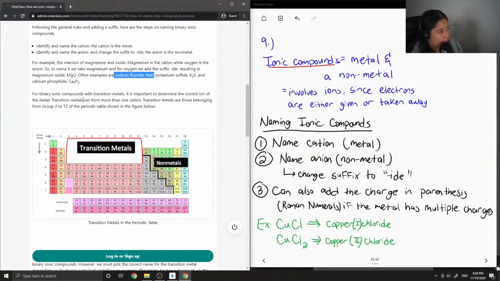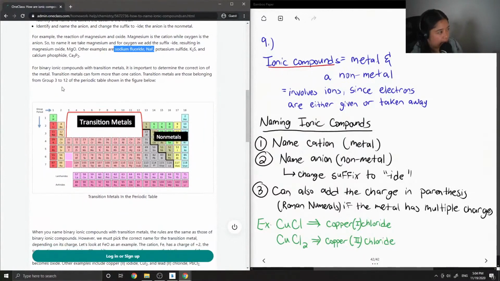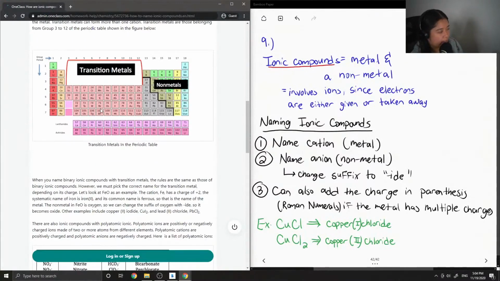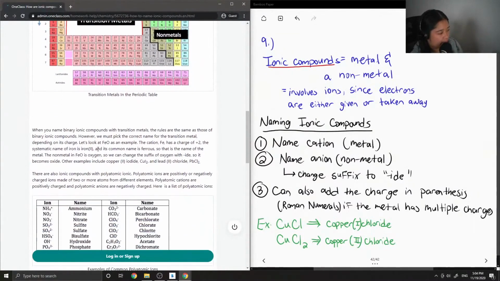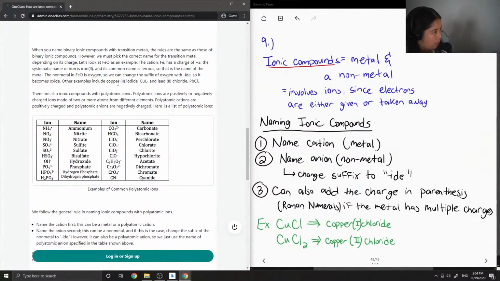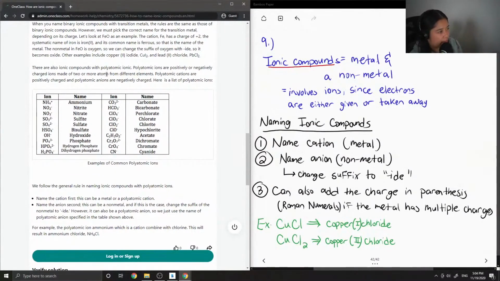For binary ionic compounds with transition metals, it is important to determine the correct ion of the metal. Transition metals can form more than one cation. Transition metals are those belonging from groups 3 to 12 of the periodic table. Okay, so they show where all the transition metals are located as well. And then they talk about the different charges you can have, where you can specify what the charge is by using Roman numerals in the brackets.